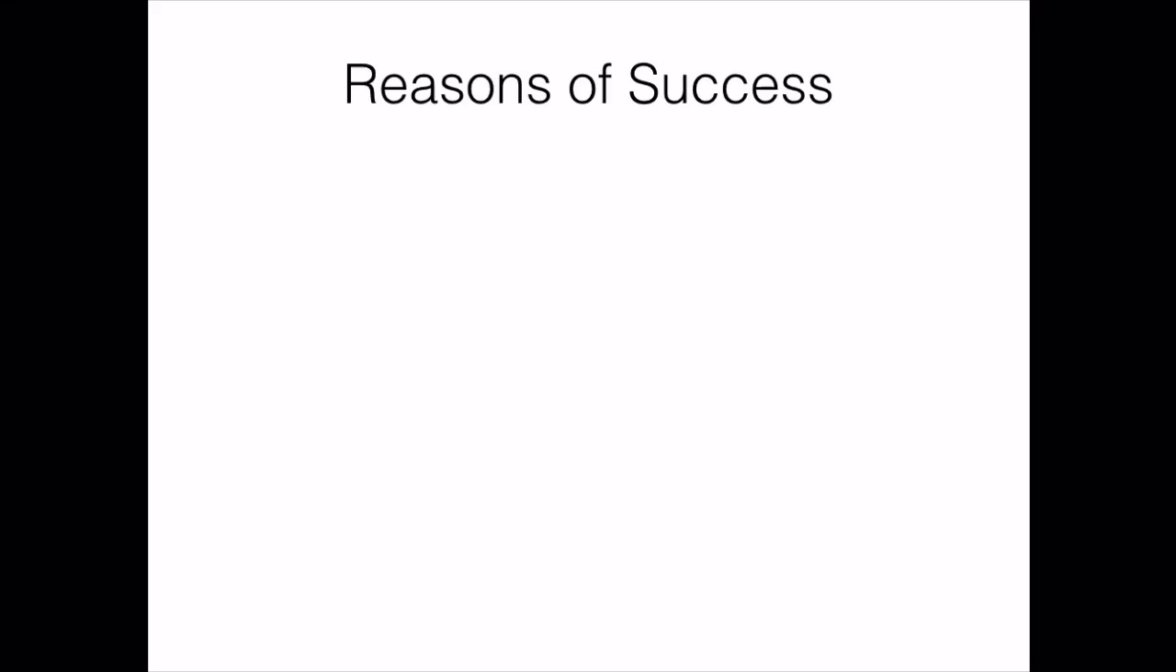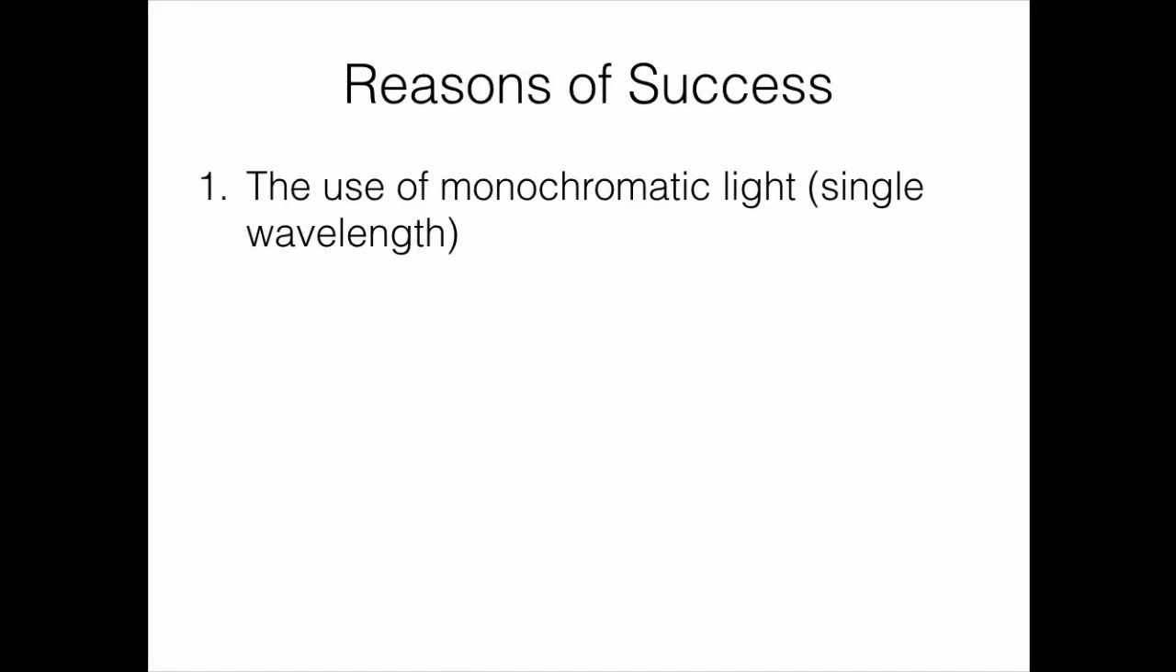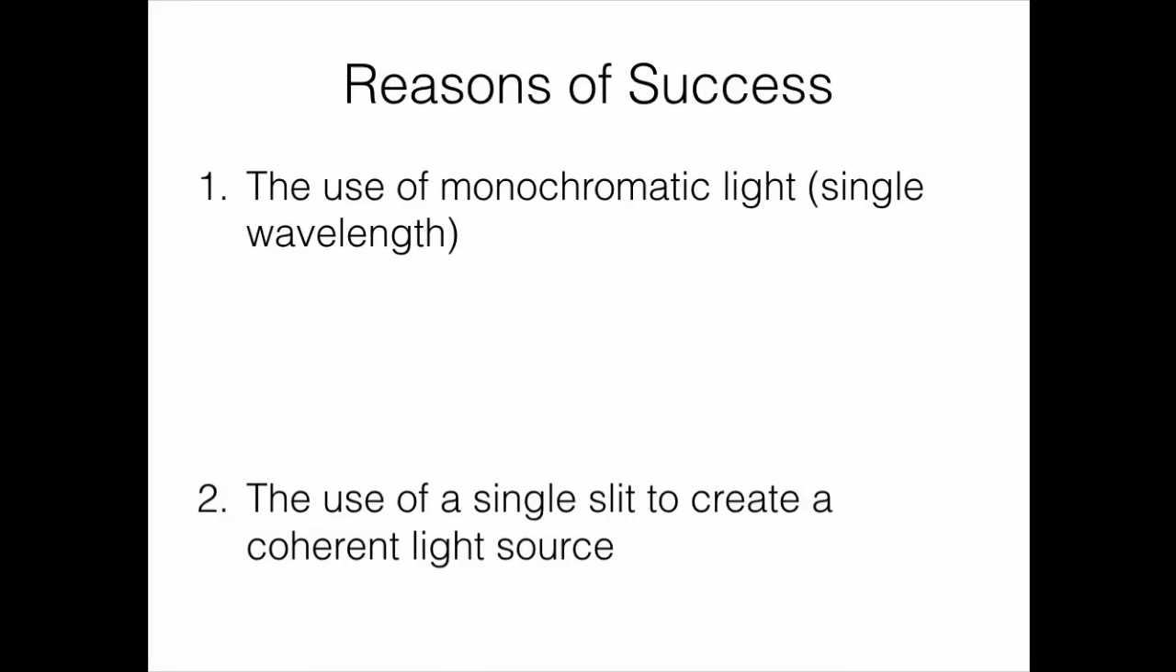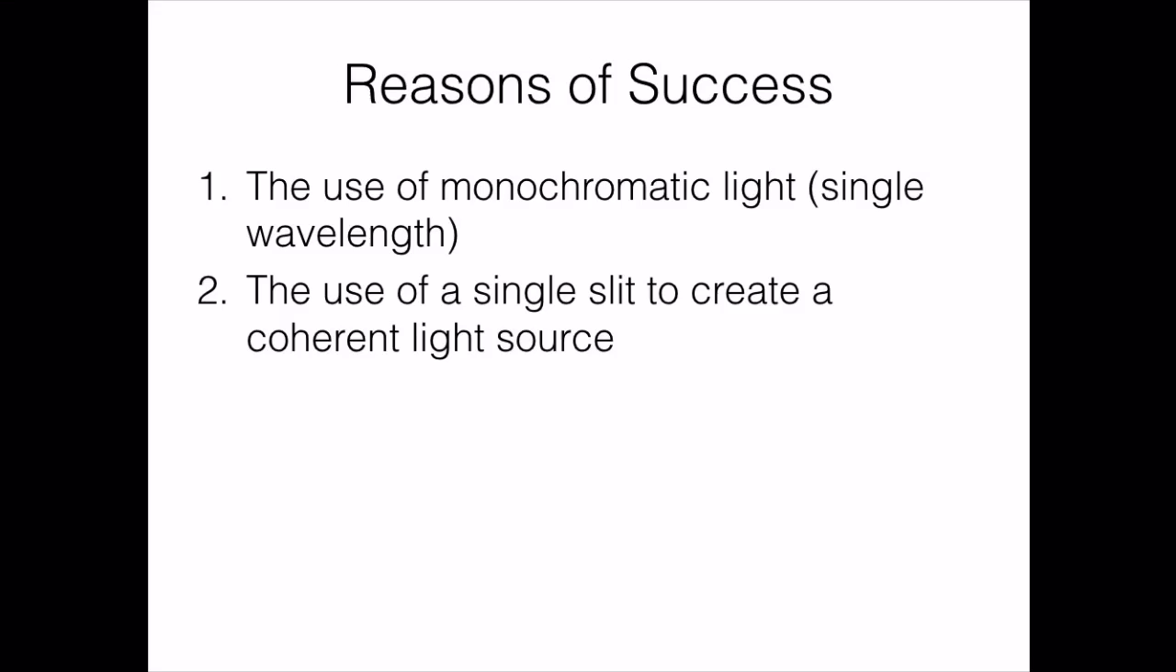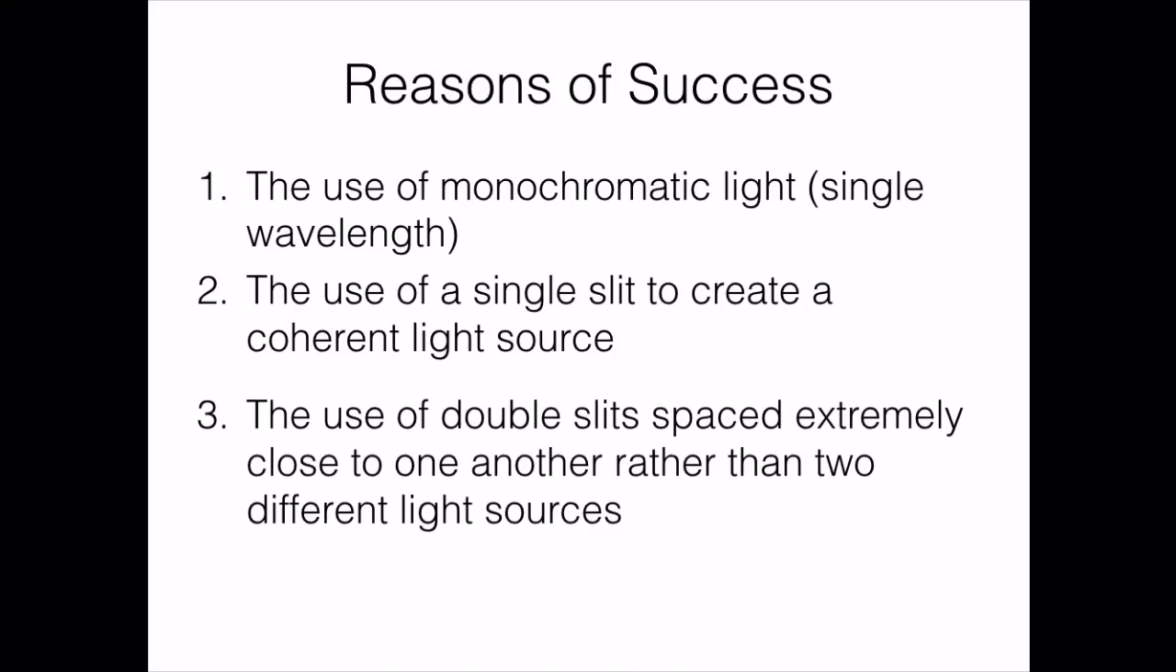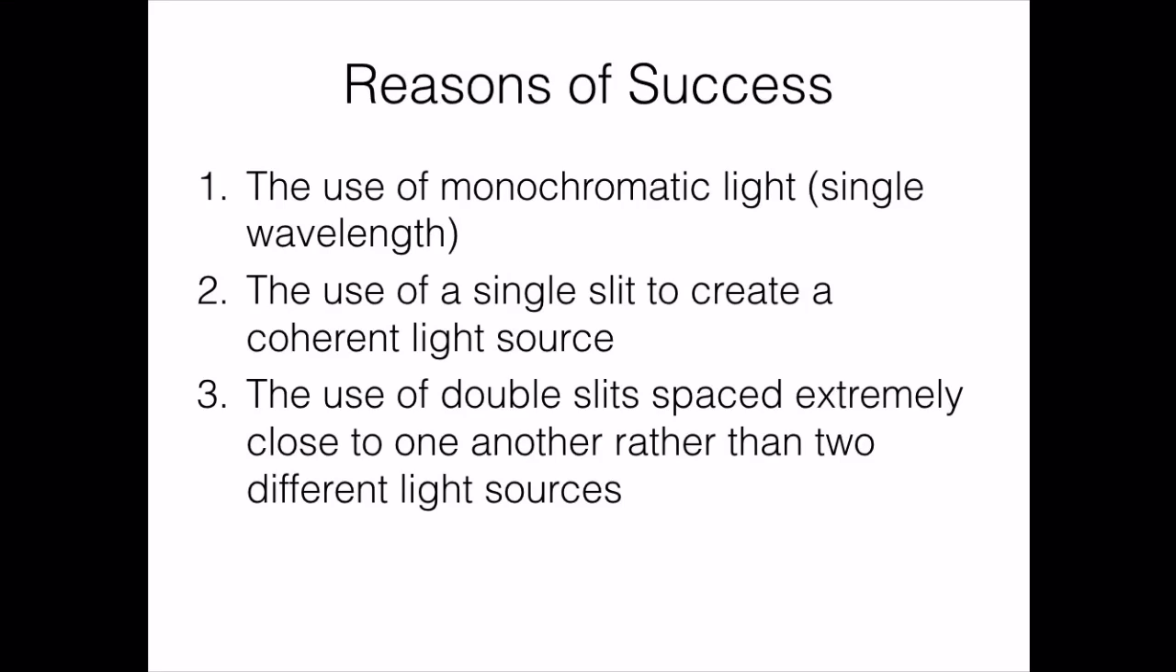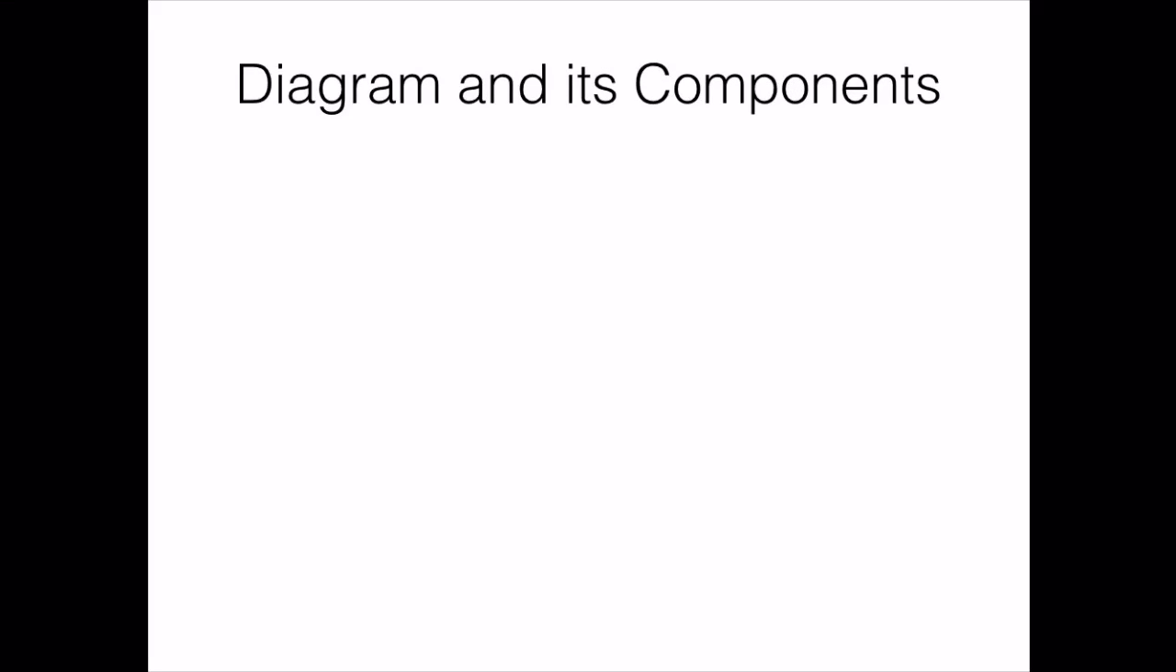Reasons for success behind this experiment was the use of a monochromatic light, which is a single wavelength, which caused the light not to have any prism effect. The use of a single slit was also really important since it created a coherent light source. The use of double slits spaced extremely close to one another rather than two different light sources was another reason for his success.